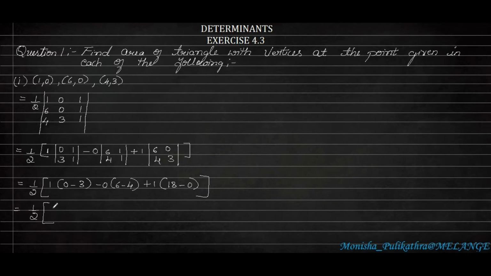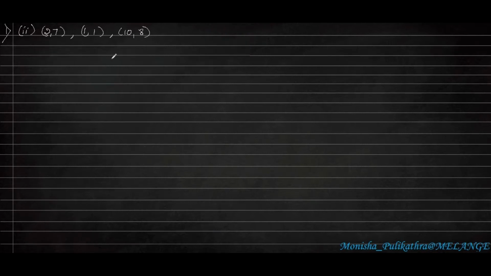So half into 1 into 0 minus 3 is minus 3. 0 into anything will be 0 itself, plus 1 into 18. So half into minus 3 plus 18, which is 15. So the answer for the area of the triangle for the first sub question is 15 by 2 square units. I hope you understood this. Let us move on to the second sub question.